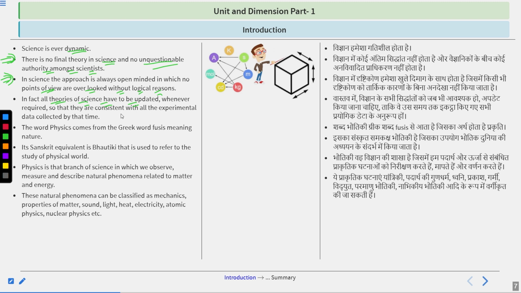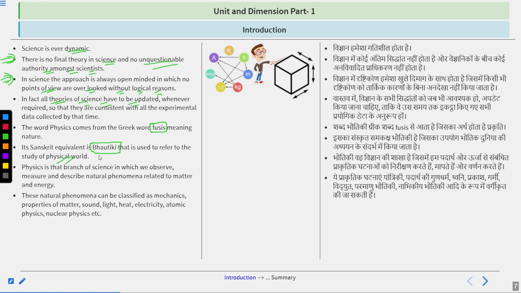The word physics comes from the Greek word physis, meaning nature. Its Sanskrit equivalent is bhautiki, which is used to refer to the study of the physical world. In Greek, we use the word physis to mean nature, and in Sanskrit, we use the word bhautiki to refer to the physical world.